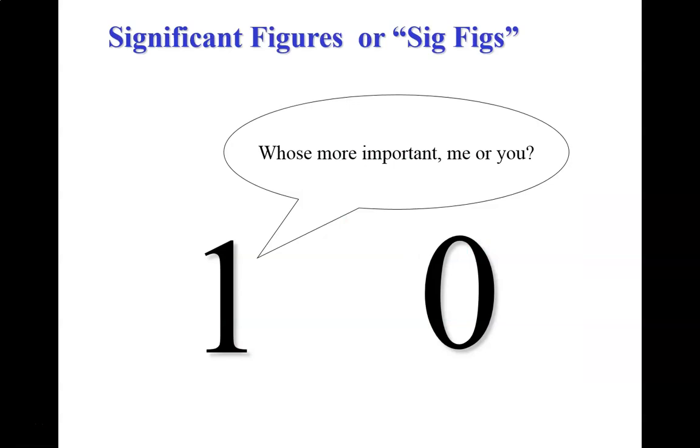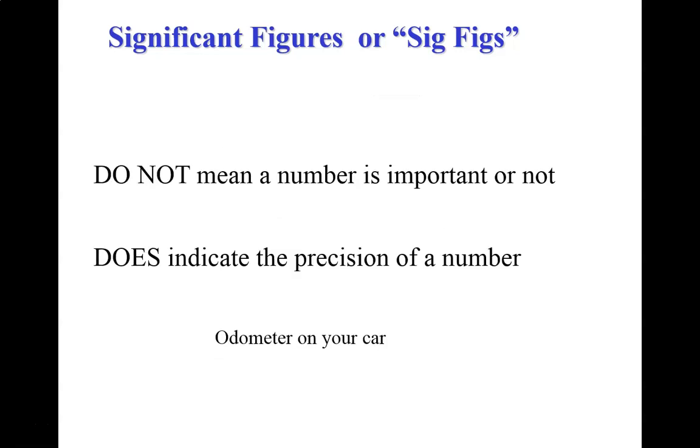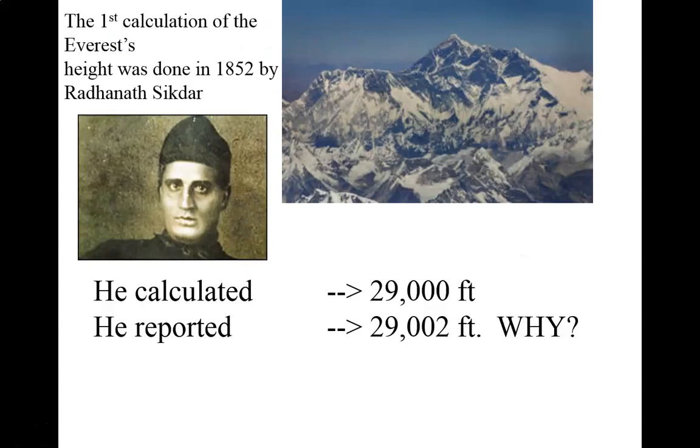Significant figures, usually referred to as sig figs by me, is not about whether or not a number is important. It has to do with the precision of a number. So there was an early height of Mount Everest done in the 1800s, and his math came out to be exactly 29,000 feet. But he lied when he reported it. He reported it as 29,002 feet.